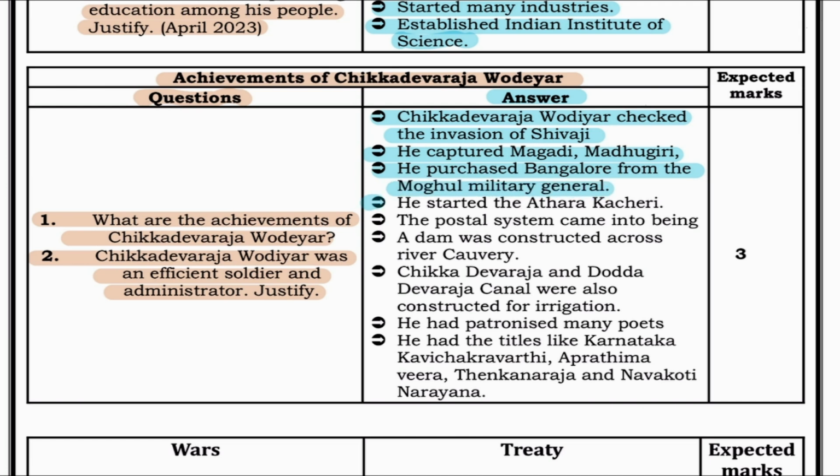He started the Athara Kacheri. The postal system came into being. A dam was constructed across the river Kaveri. Chikka Devaraja and Dodda Devaraja canals were also constructed for irrigation. He patronized many poets. He had titles like Karnataka Kaviratna, Apratima Veera, Tenkaraja and Navakoti Narayana.